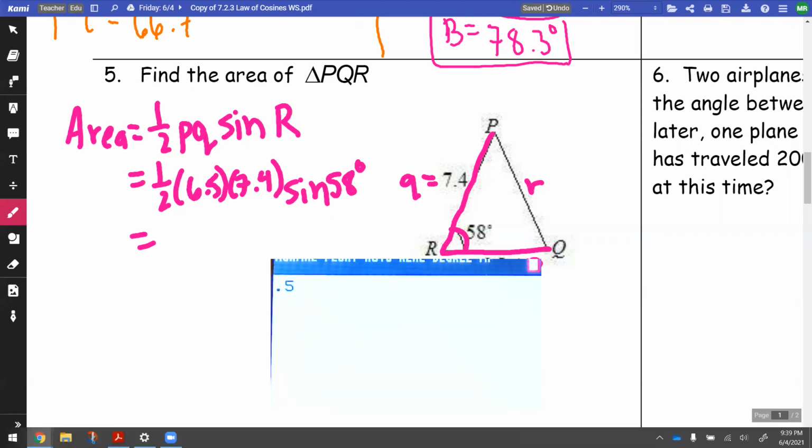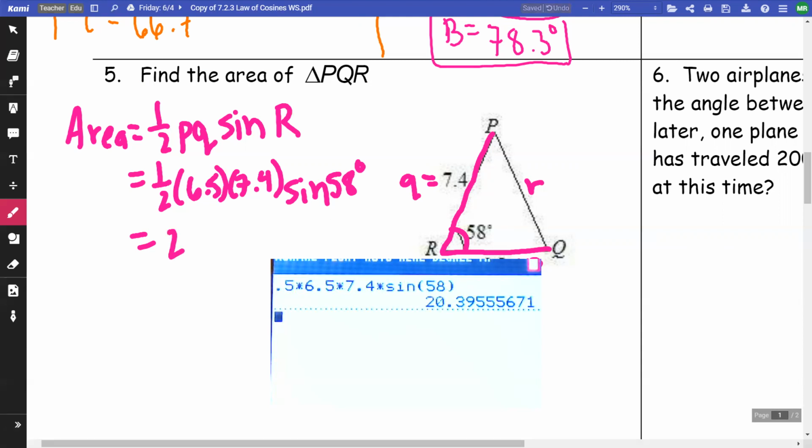So I'm going to put in 0.5 times 6.5 times 7.4 times sine of 58, and I get 20.40, or 20.4. That's our answer.